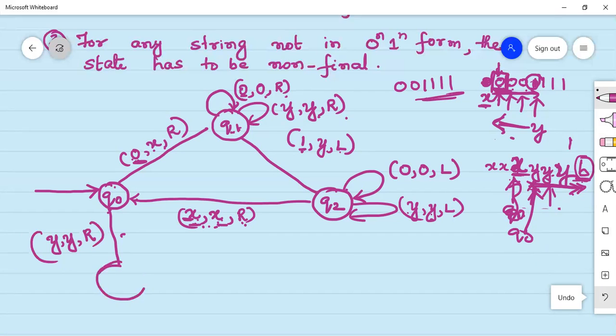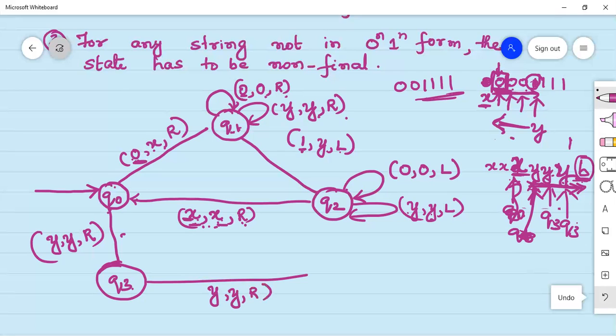Okay, move towards right. So let us call it as q3. So now it becomes q3. If I get y, q3 on y also I should move towards right, isn't it? So if I get y, I'll keep it as y and move towards right. Since I am not making any substantial changes, let me keep it here itself. Okay.